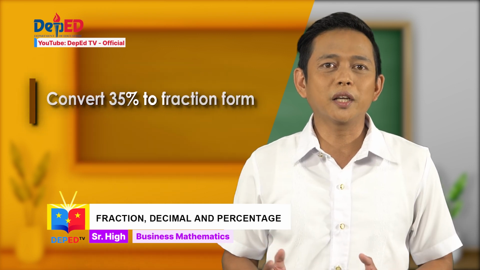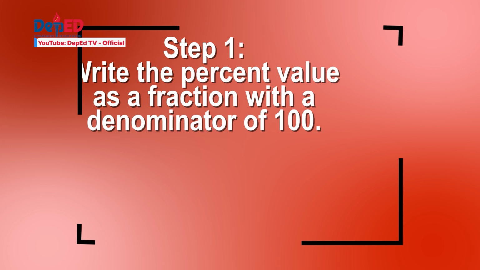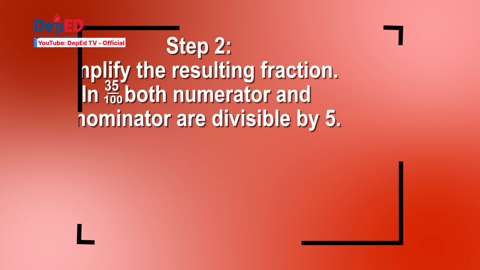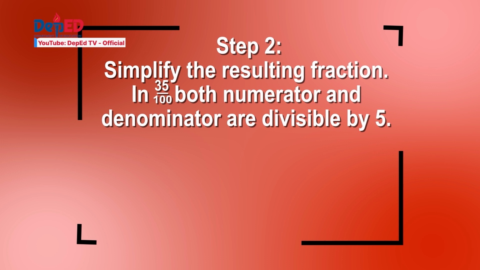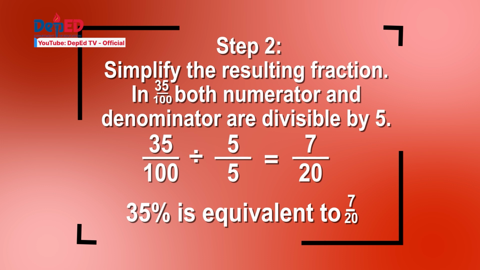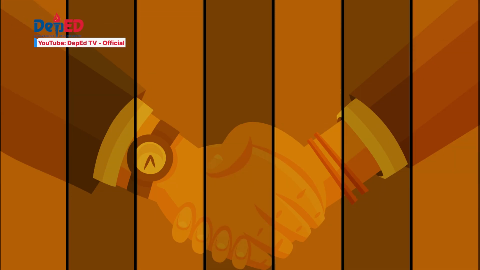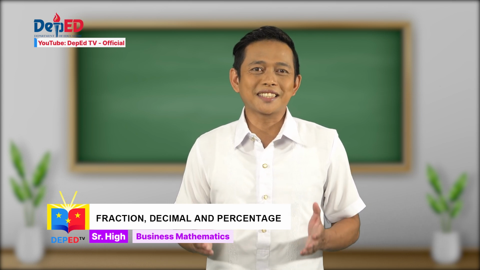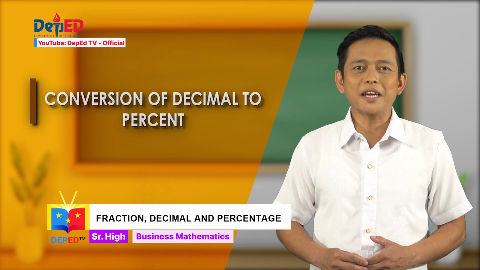For example, convert 35% to fraction form. Step 1. Write the percent value as a fraction with the denominator of 100, 35 over 100. Step 2. Simplify the resulting fraction. In 35 over 100, both numerator and denominator are divisible by 5. 35 over 100 divided by 5 over 5 is equal to 7 over 20. Therefore, 35% is equivalent to 7 over 20. Did you get the same answer? That's great!